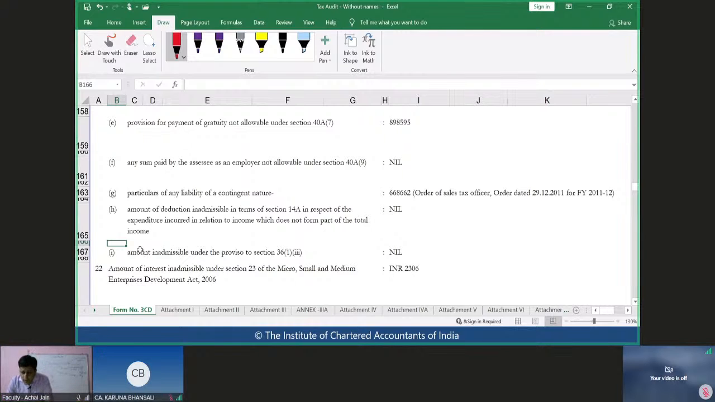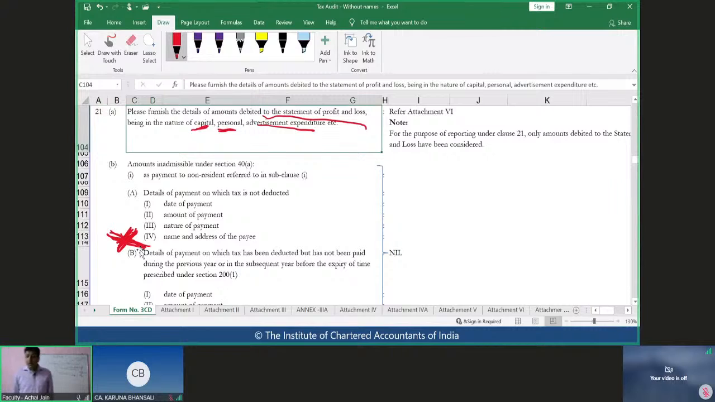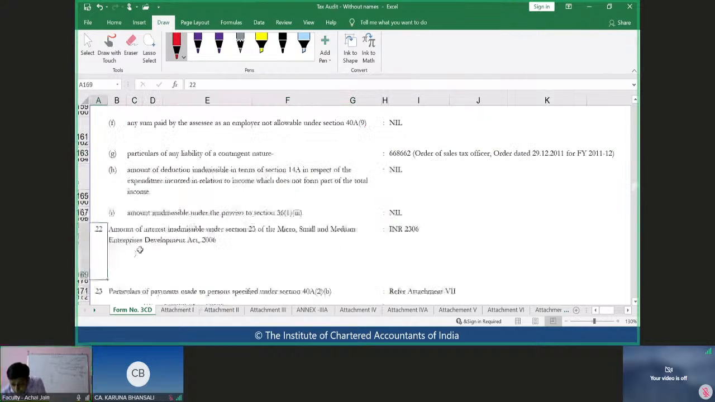Particulars of any liability of contingent nature, amounts of deduction inadmissible in terms of section 14A, or any sum paid by the assessee as an employer not allowable under section 40A(9). So all of these things will again require the scrutiny of the books of accounts by the auditor, and in terms of the books of accounts he will be looking at the P&L, because you need not forget that the auditor is required to consider all of these requirements in the context of the P&L.